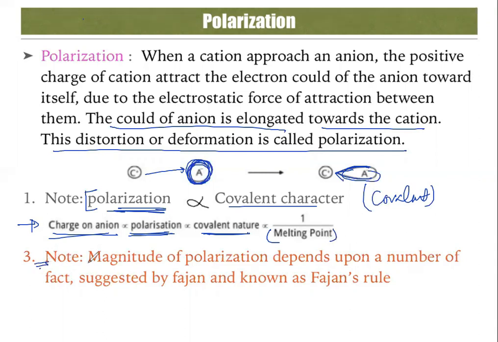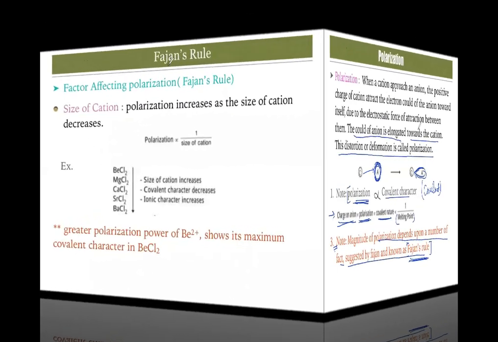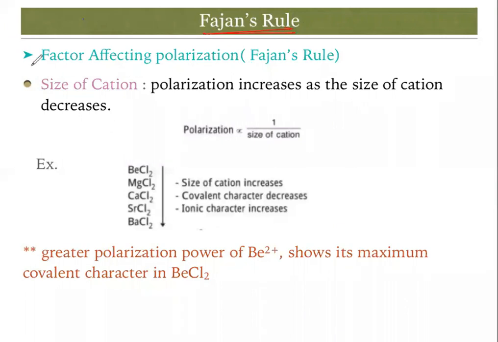Next, note that the magnitude of polarization depends upon a number of factors suggested by Fajans' rule. You have to remember, when the exam asks what Fajans' rules are, you have to answer according to the different points. If Fajans' rule is clear, you can easily solve more and more types of questions. So let us first understand these Fajans' rules: the factors affecting the polarization. All the factors which affect the polarization we are going to discuss through Fajans' rule.